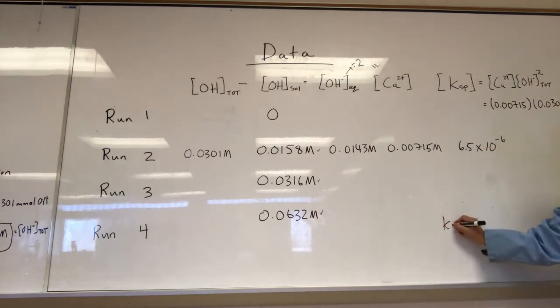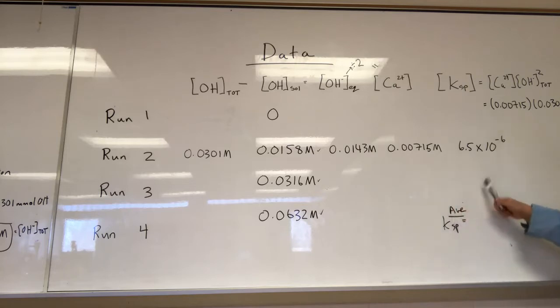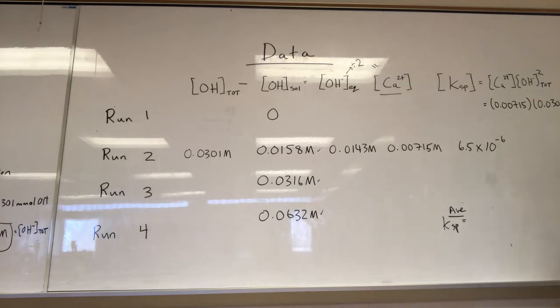In the end, you'll take the 4 KSPs and you will report an average of the 4 KSPs. Theoretically, they should be the same because we have to follow the law of mass action. What you should take special note of is the concentration of the calcium, because that's going to describe the solubility, because the calcium ion concentration always equals X.